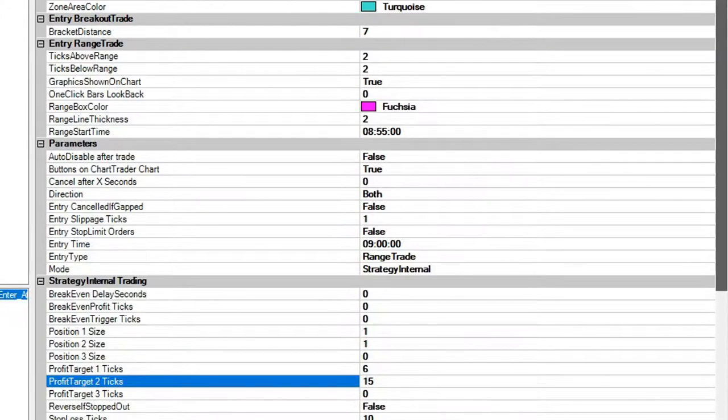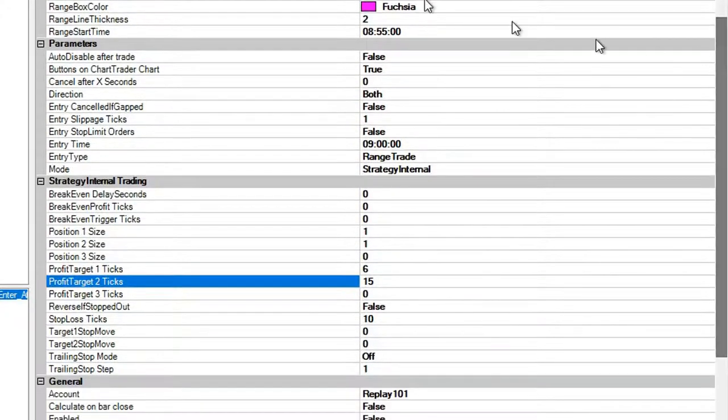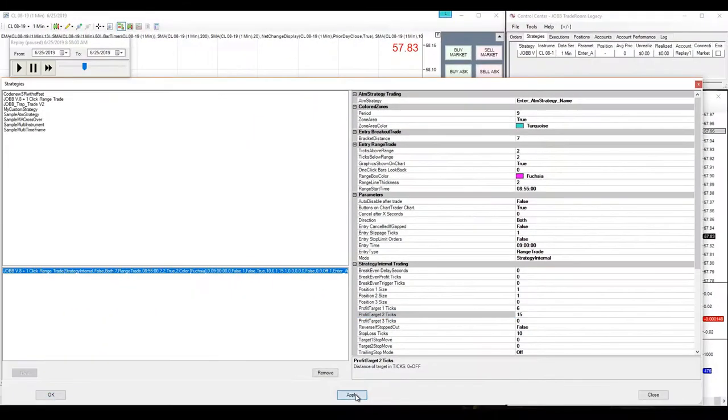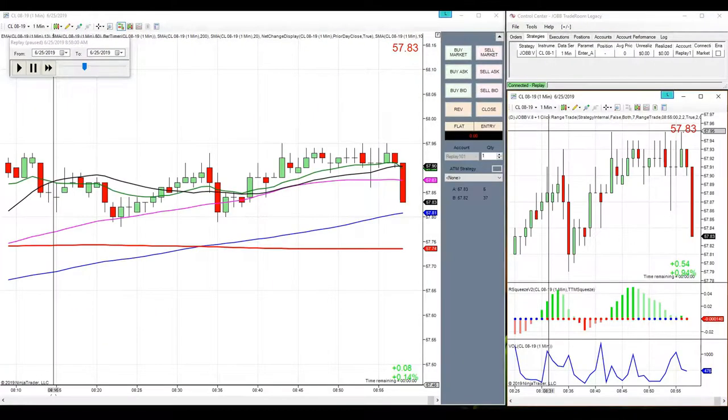And then remember, it's a range trade, so you don't have to use all the numbers. It's not nearly as complicated as it looks. We're starting the range at 8:55 and ending the range at 9 o'clock. I'm going to show you how the range looks so you can see what I mean. It's a range trade on a 5 minute chart. You have to remember to tell the program to show the graphics. And then watch what happens when it creates the range.